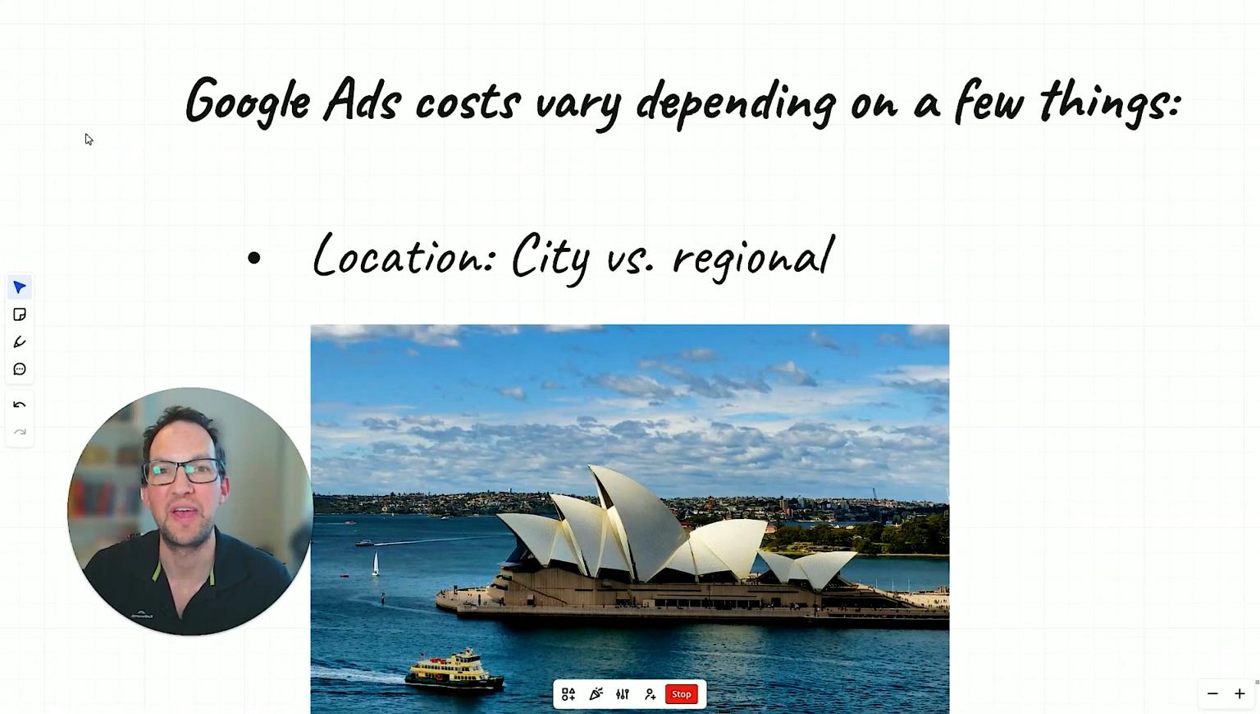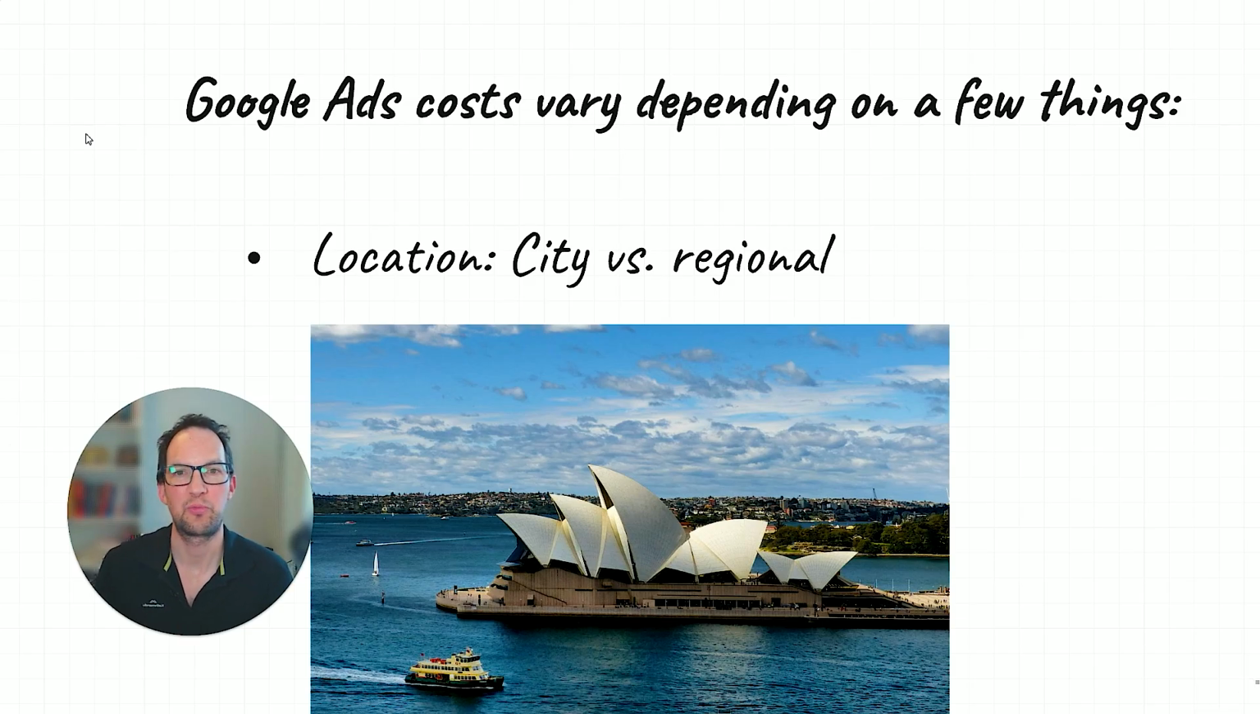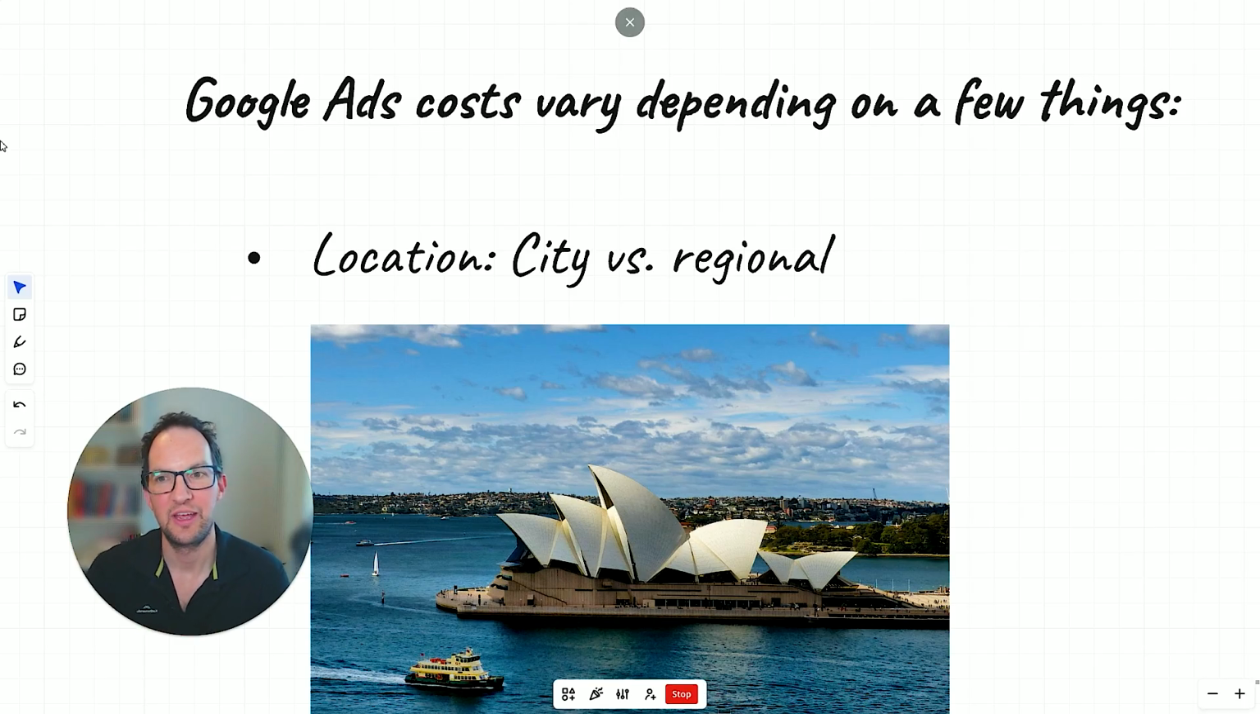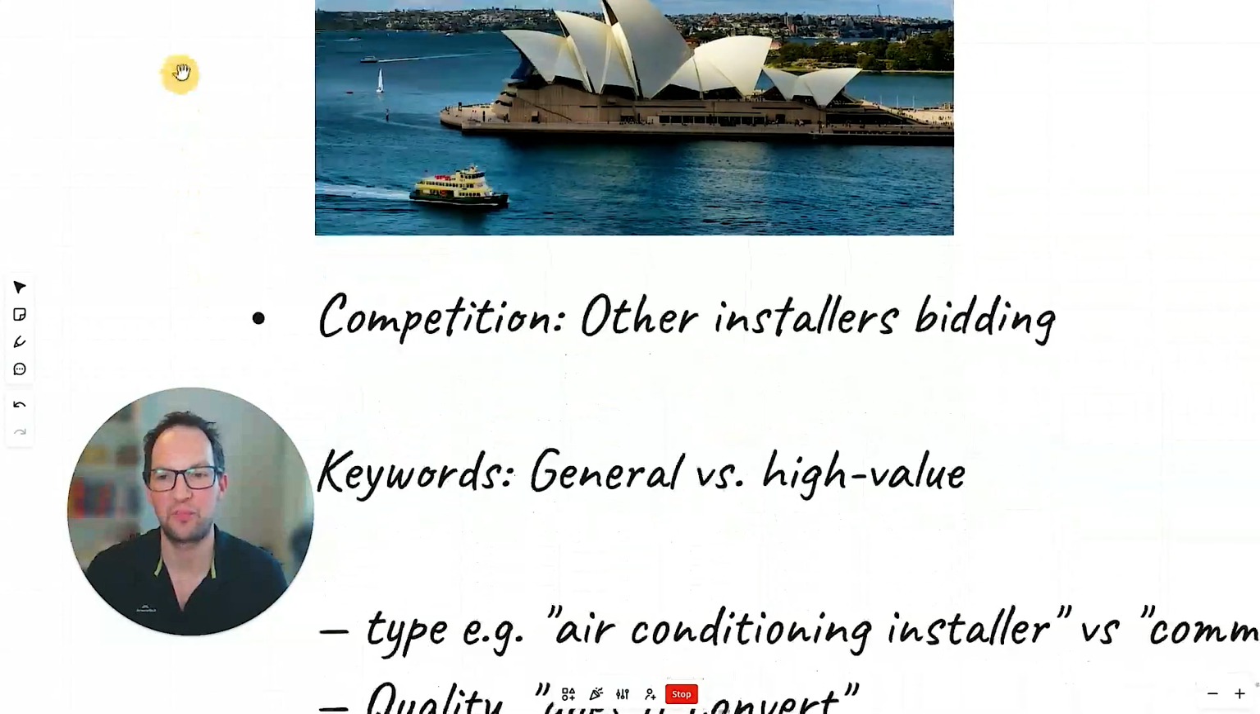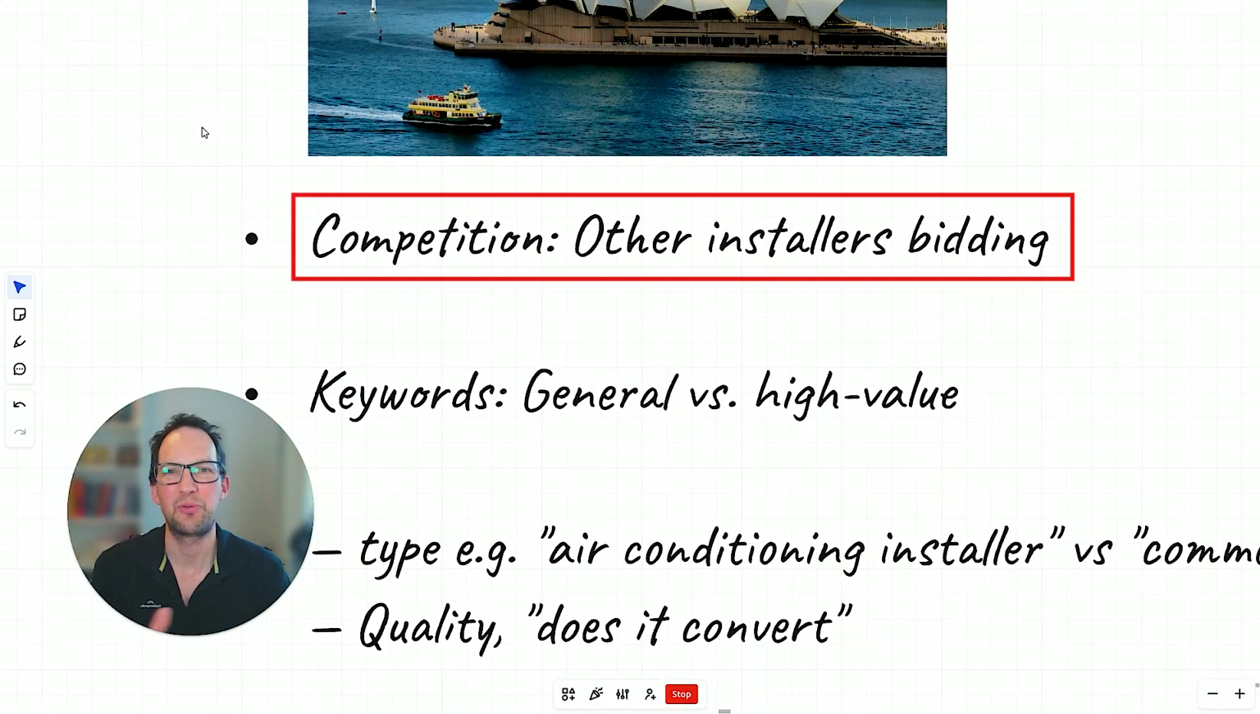And Google Ads varies depending on a few main factors. The biggest one being your location and where you're targeting. And this varies depending on if you're in a big city like Sydney or LA, or if you're in a small regional place. The biggest reason this varies is because of competition. So when you're in a bigger city, you're going to get a lot more competition. So you're going to get a lot of other installers that are all bidding on the same keywords, which in turn is going to push that price right up.